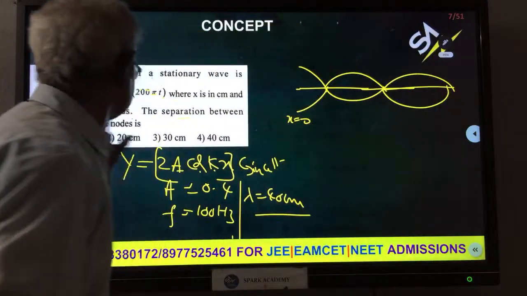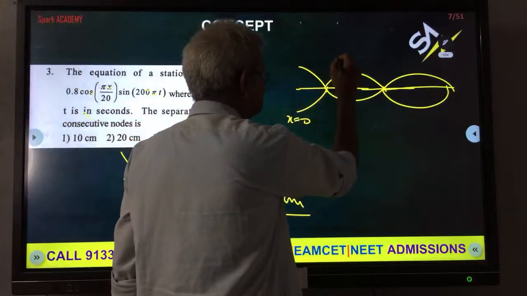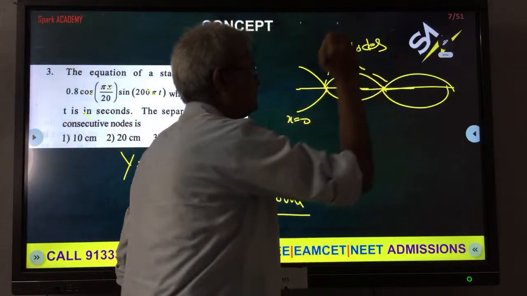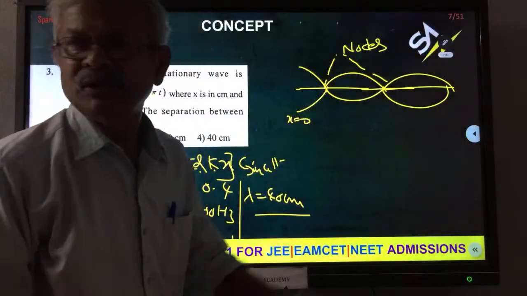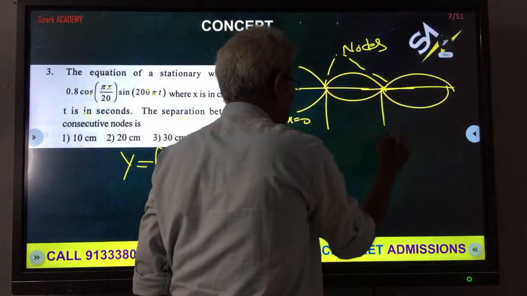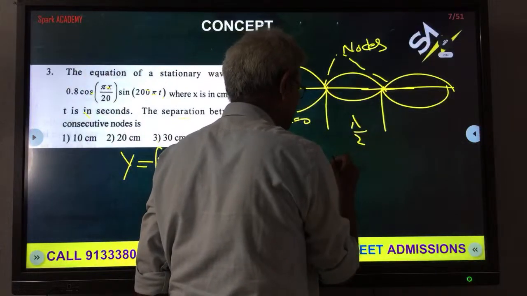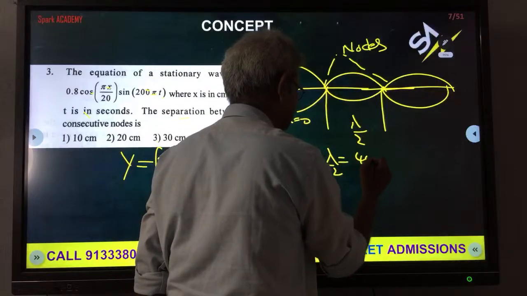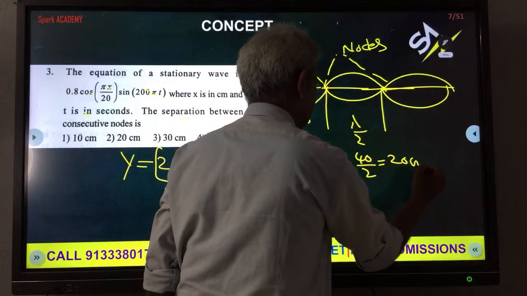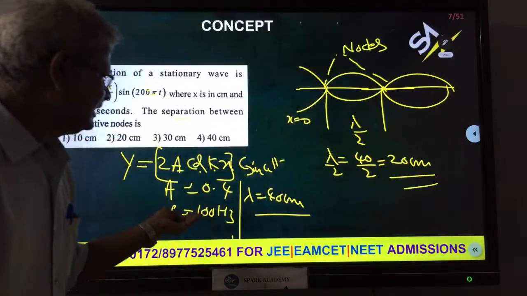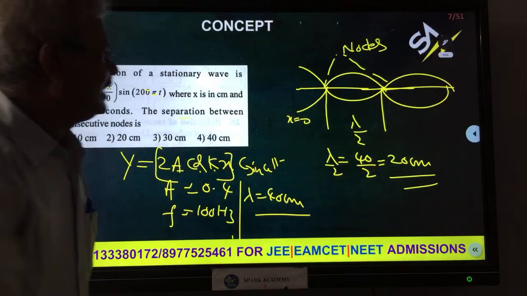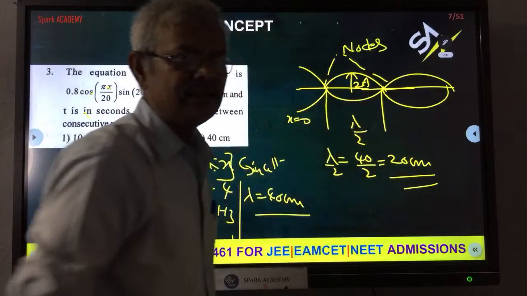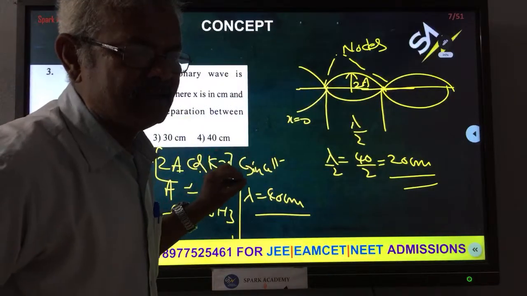So the question is, what is the distance between consecutive nodes? Consecutive nodes means this is the point. Understood? These two are the two consecutive nodes. So from node to node, how much distance? Lambda by 2. Lambda is equal to 40 centimeters, so lambda by 2, how much is it? 20 centimeters, this is the answer. If the question is anything connected to frequency, we can solve this one. And the maximum amplitude, how much is it? 2a.